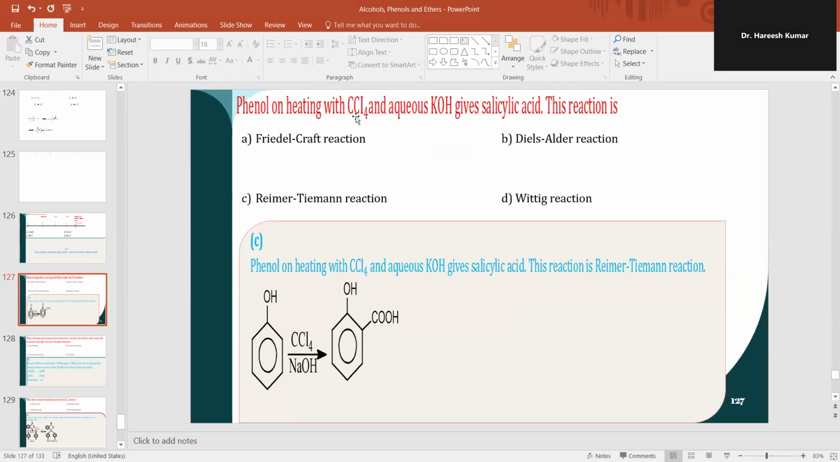Then phenol on heating with carbon tetrachloride and aqueous KOH gives salicylic acid, and this reaction is called the Reimer-Tiemann reaction. Reimer-Tiemann reaction is the conversion of phenol to salicylic acid. By the reaction of carbon tetrachloride and NaOH, it gives an intermediate called carbene. That carbene reacts with this carbon, forming carboxylic acid.